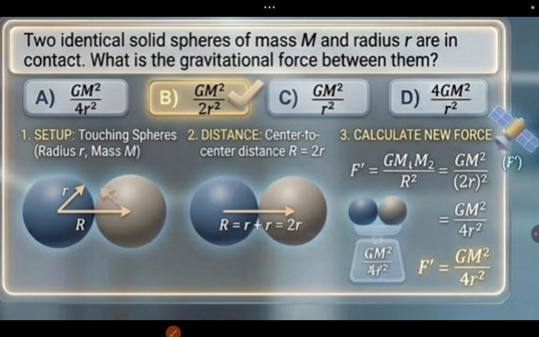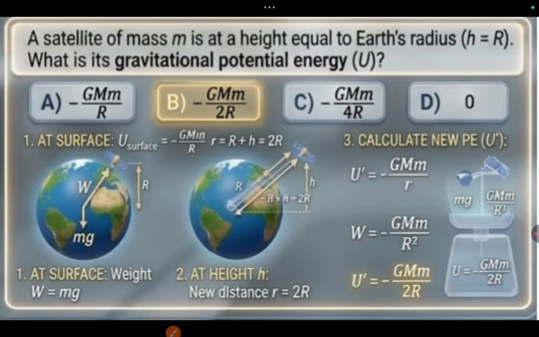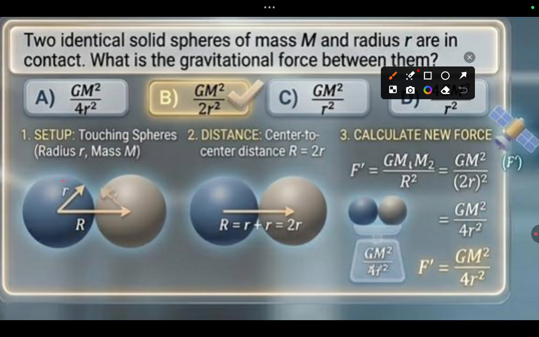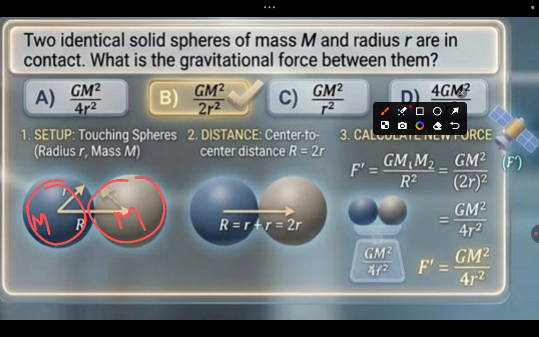First of all, two identical solid spheres of mass m. This is one solid sphere, this is another solid sphere, both having mass m. Clear? And radius r, in contact. The gravitational force formula is F equal to G m1 m2 by r square.